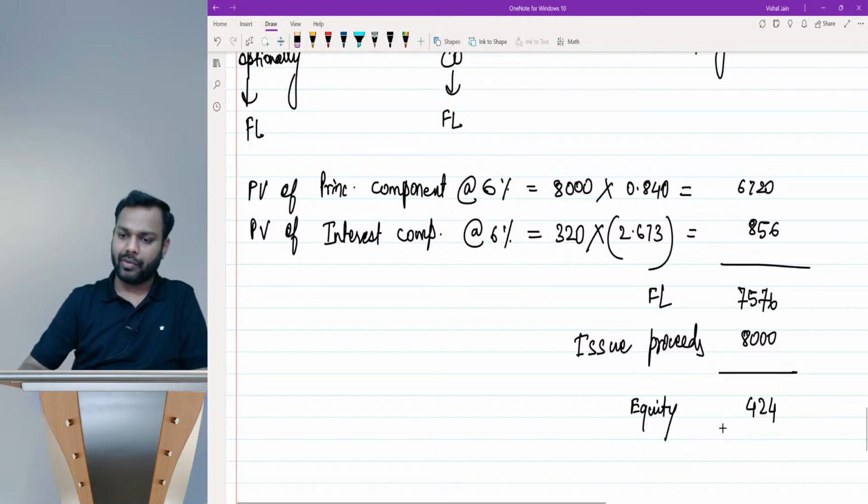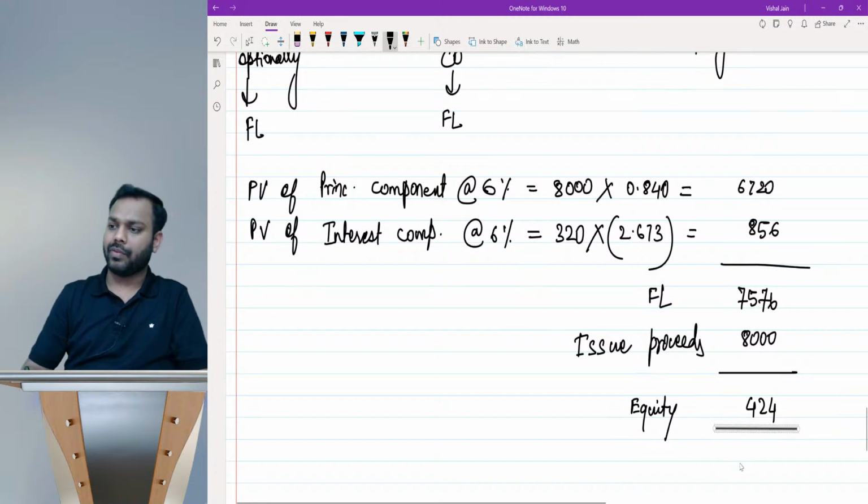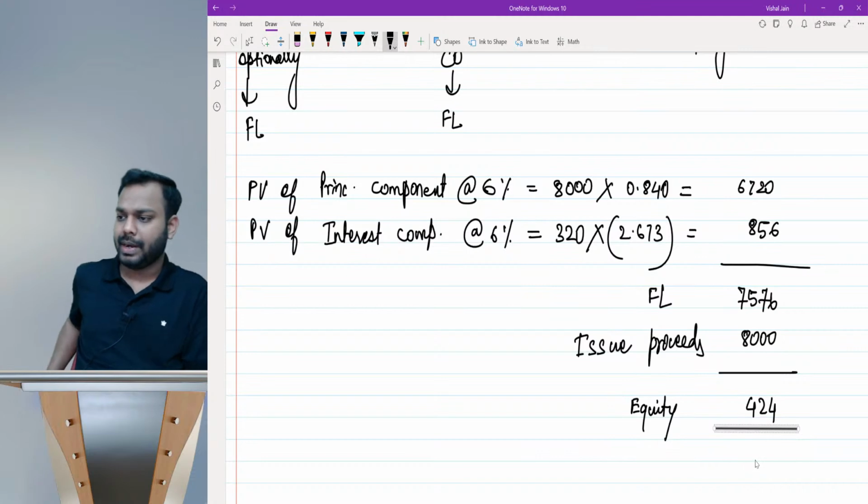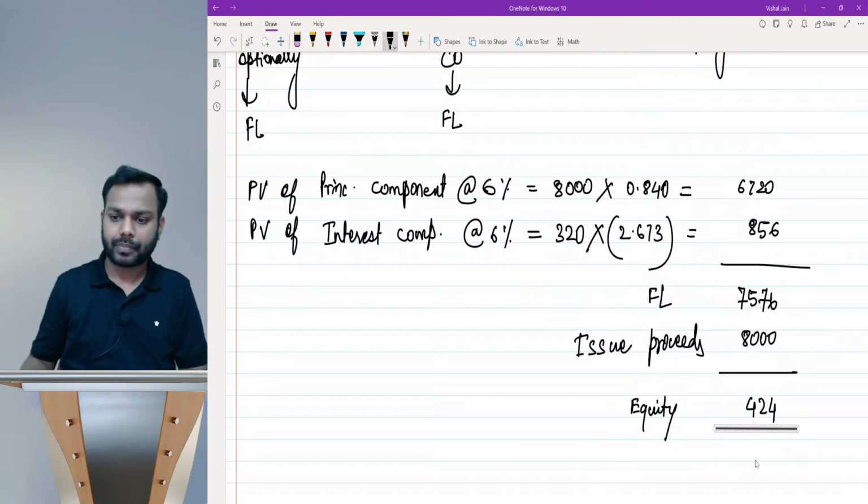I hope it is clear to everyone now. The value of equity is clear to everyone now. Tell me, is the value of equity clear to everyone now? Right? Okay.